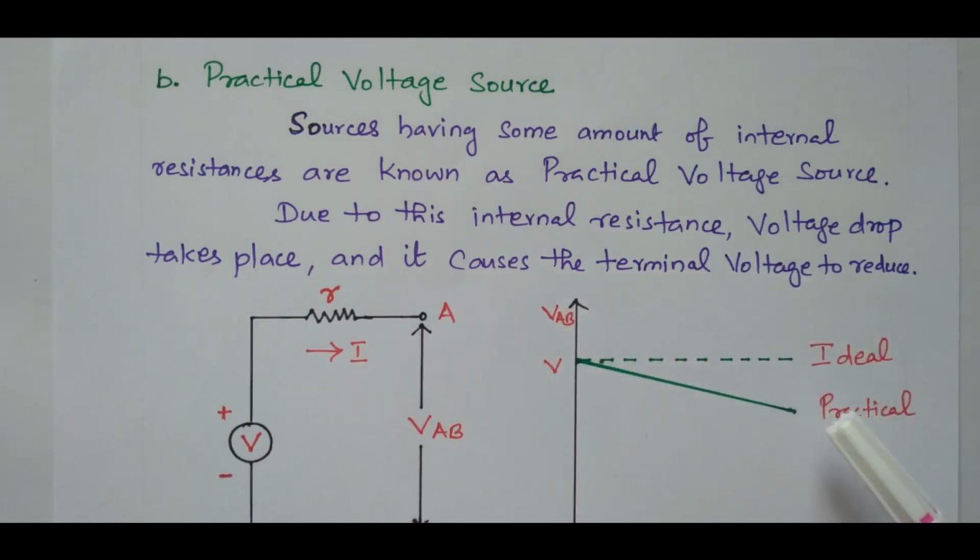Right? So in the ideal voltage source there is no internal resistance, but in a practical voltage source some amount of internal resistance will be there. Due to the internal resistance, the voltage will drop. So due to that, there is a reduction in the terminal voltage. Right? We'll see the diagram.